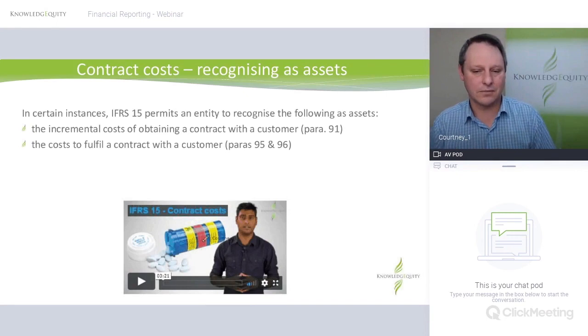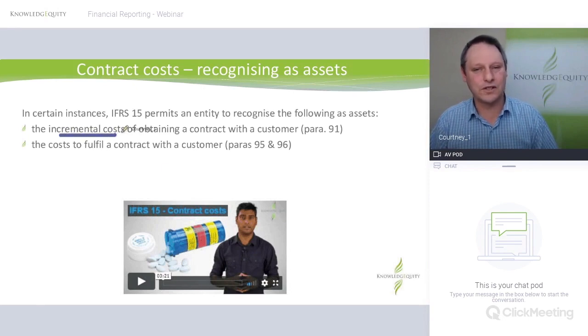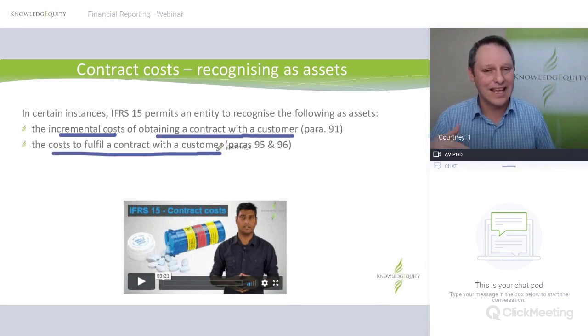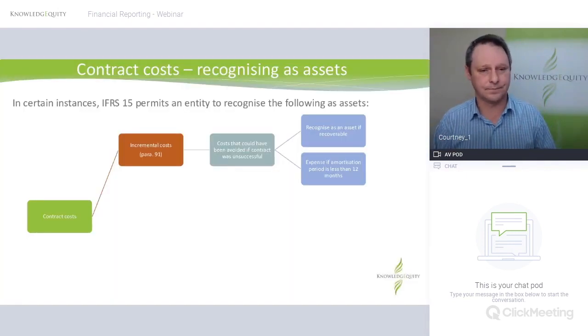Now, a couple of minor items to consider. Contract costs. When we enter into a major contract after a negotiation, then sometimes we can recognize those as assets. So if we incur additional costs of obtaining a contract with a customer, and the cost to fulfill a contract, we may be able to capitalize those rather than expense them. So when are we allowed to do that? Once again, here we have a flowchart approach. So just read the case facts, apply the flowchart, and then you'll get the answer correct.